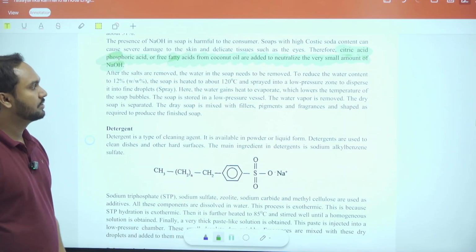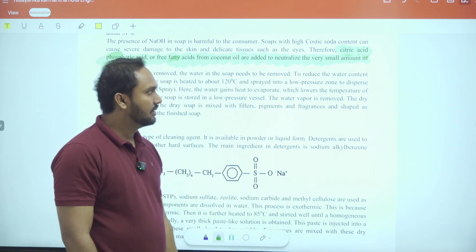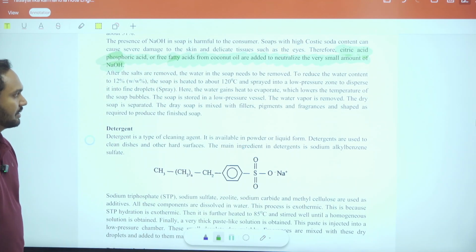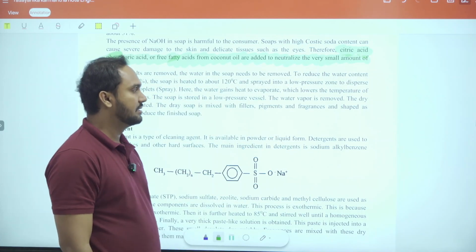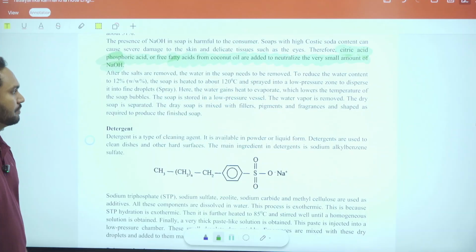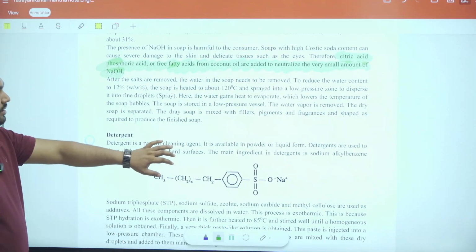The soap is stored in a low pressure vessel. The water vapor is removed. The dry soap is separated. The dry soap is mixed with fillers, pigments and fragrances and shaped as required to produce the finished soap, right? So that's what happens.